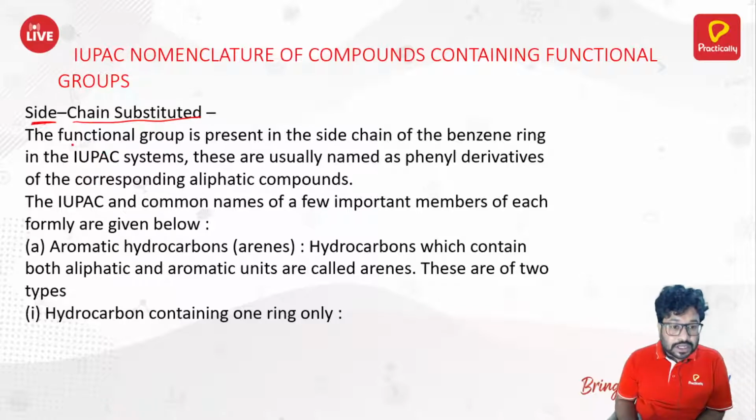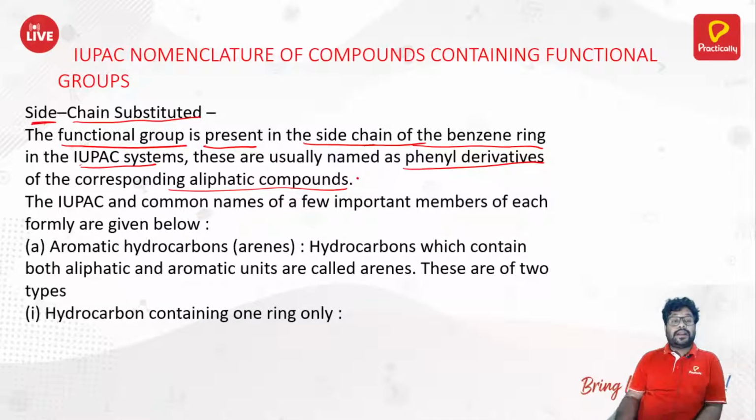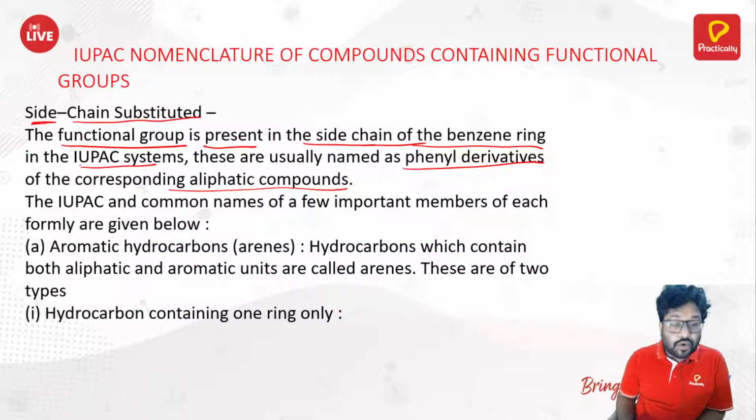Okay. The functional group is present in the side chain of the benzene ring. In the IUPAC system, they are usually named as phenyl derivatives of the corresponding aliphatic compounds. Okay. Now, once we see the example, you will understand it in more detail.